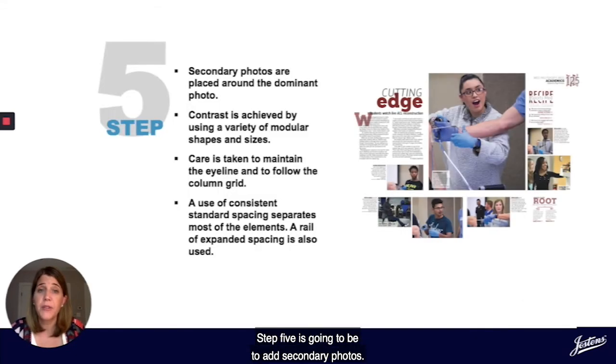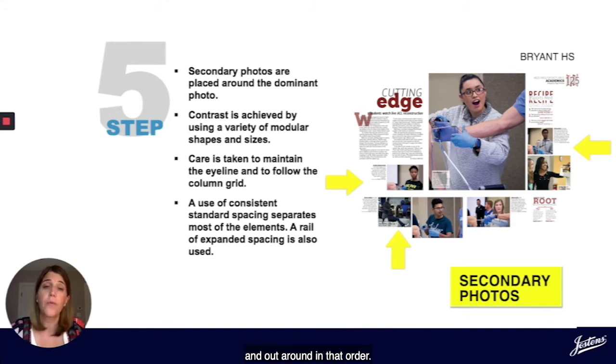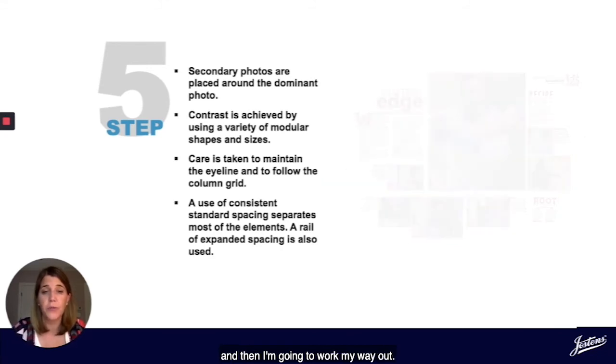Step 5 is going to be to add secondary photos, and those are going to be placed around the dominant photo. I'm going to create some contrast. So some things are going to be a little bit bigger. Sometimes I'm going to use a horizontal photo. Sometimes I'm going to use a vertical photo. But I'm going to work around the inside of the layout and out around in that order. So I'm going to start at the center, and then I'm going to work my way out.